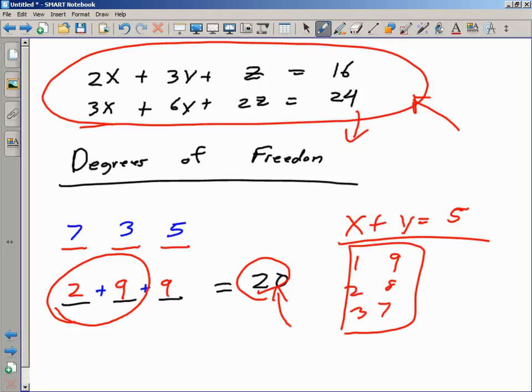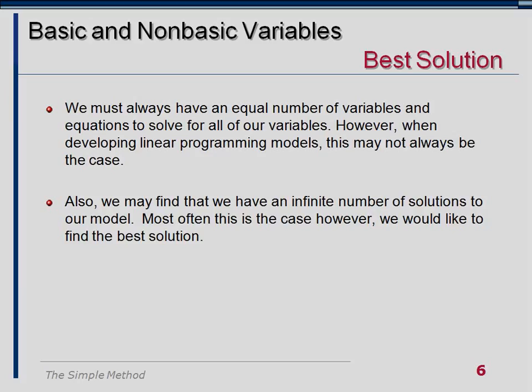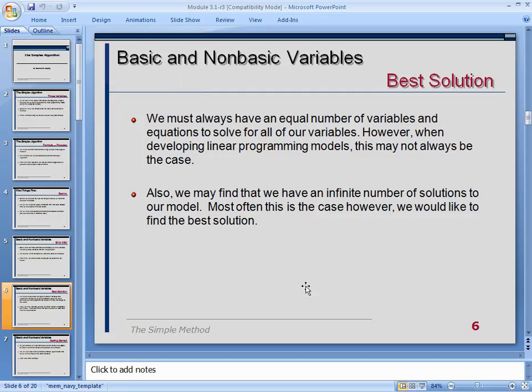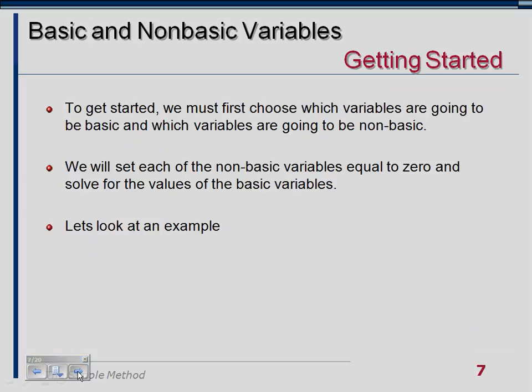What happens if you don't have another equation? Well, that's where this guy was very smart to come up with this. Because a lot of these problems don't have another equation. So, like I said, we may find that we have an infinite number of solutions to our model, and a lot of times this is the case, and we'd like to find the best answer of those infinite number of solutions.